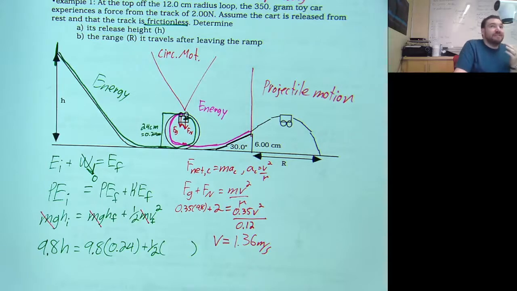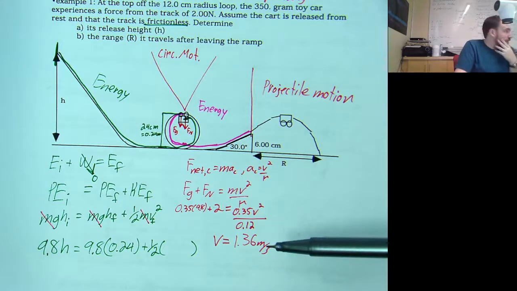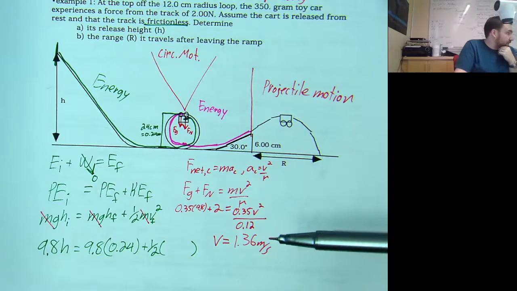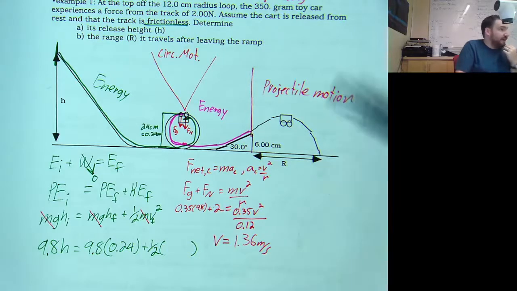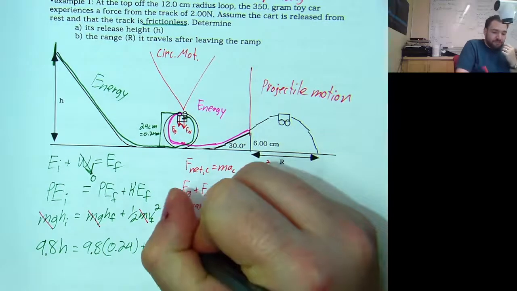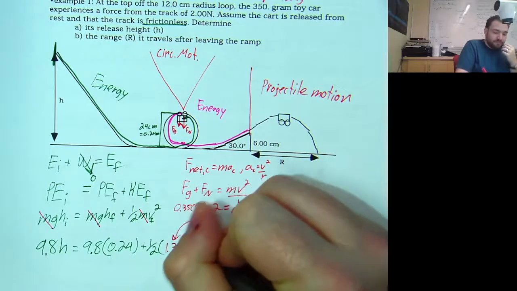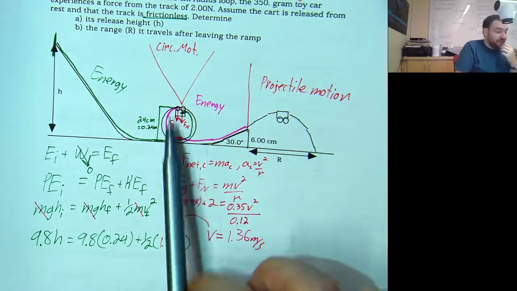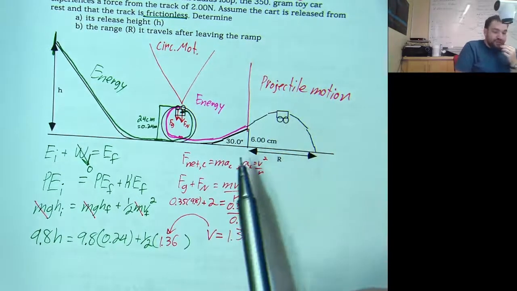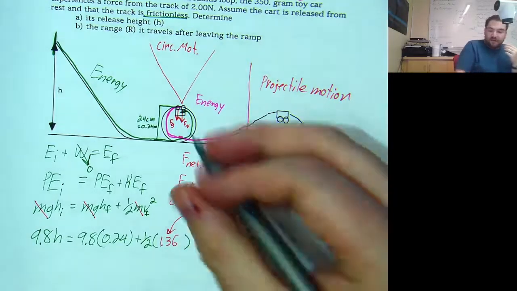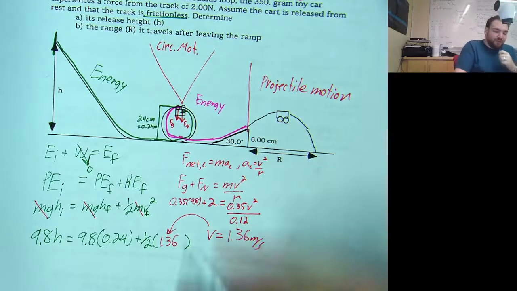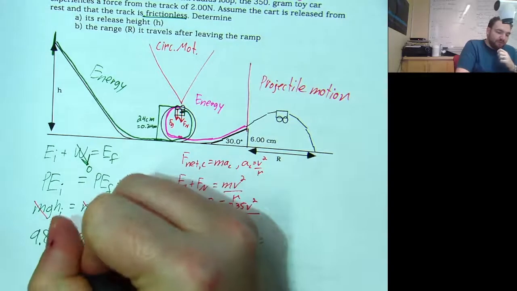So that velocity there becomes the final velocity for my energy equation. And it's going to be the initial for this guy over here, absolutely. So now that we've got a velocity here, we can keep going with this. We can square this thing. What's the height of the ramp?